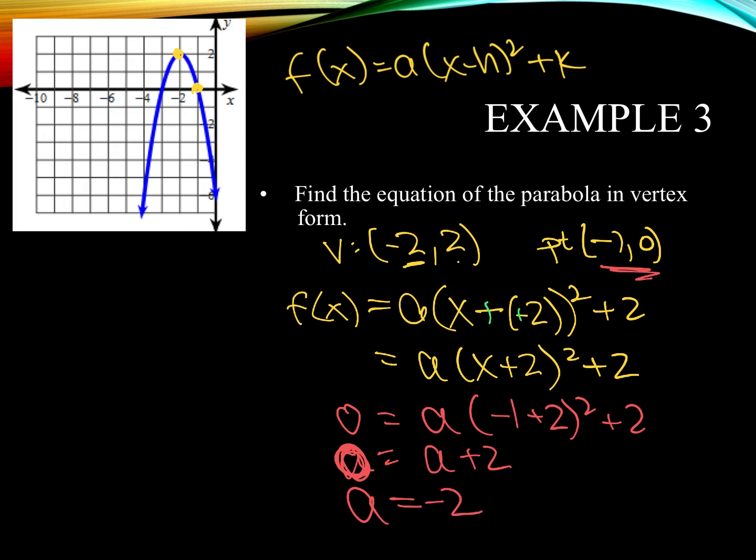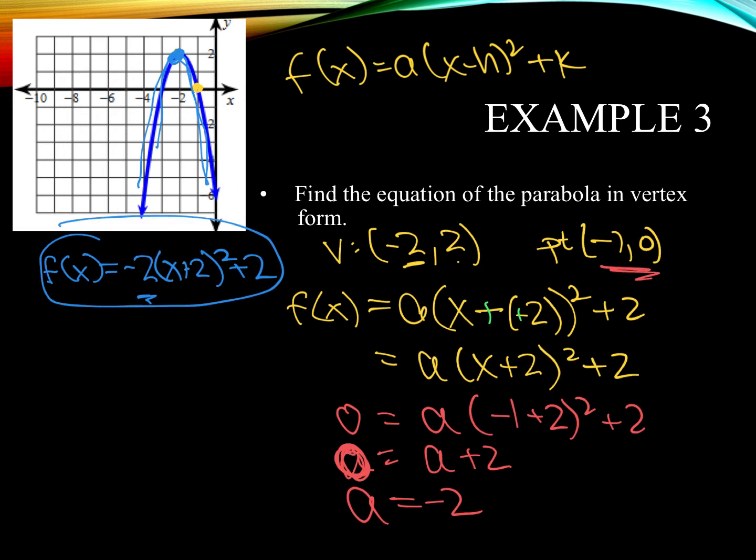So now when I write my formula or my rule, I have f of x equals negative 2 times the quantity of x plus 2 squared plus 2. Again, I'm just going to double check. My a value is a negative 2, which is exactly what it should be since my parabola is upside down. My vertex of that parabola is up 2 from 0, 0, which I can see right there. So I would say that this is probably at least on the right track.